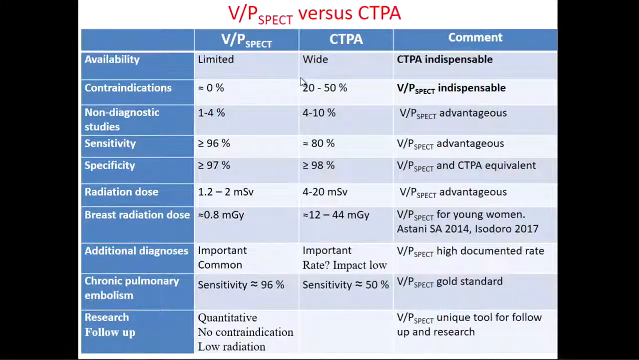On the other hand, CTPA has a large number of contraindications, very frequent in different materials, 20 and in PIOPED up to about 50%, and that makes VP SPECT indispensable. So both these techniques are a must in our clinical world. If we look at the non-diagnostic studies, VP SPECT is advantageous. It has a higher sensitivity and about the same specificity. Both CTPA and VP SPECT are very sensitive indeed.